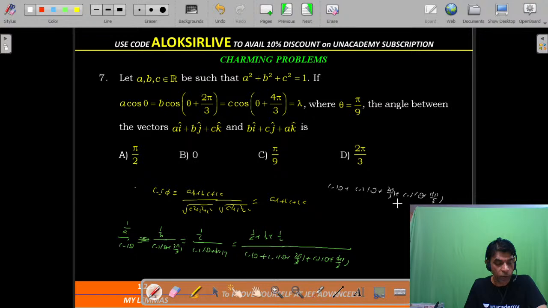So you get this number as 0: 1 by a plus 1 by b plus 1 by c is 0. If that is 0, this means that ab plus bc plus ca is 0. And so you can say that the angle between these two vectors is pi by 2. That should be plain to see, that pi by 2 will come. Is that clear?